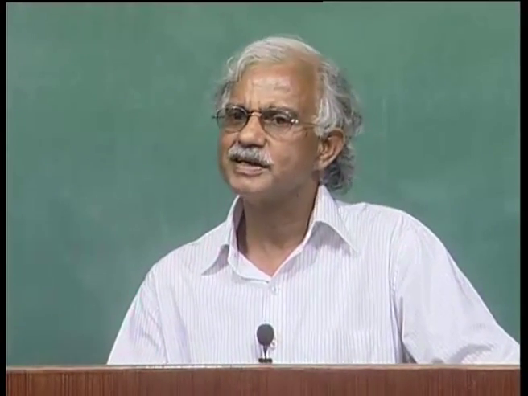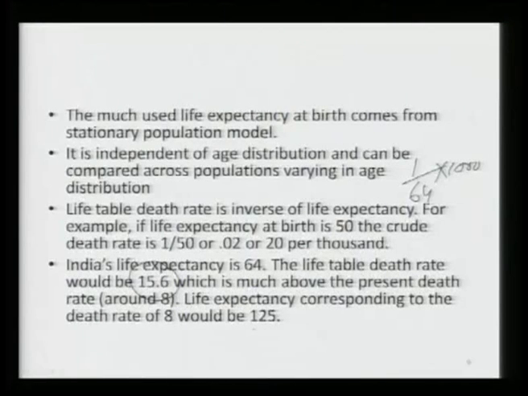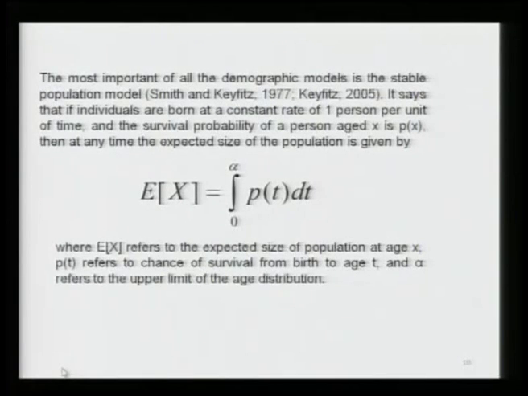Life table is therefore a better thing to compare health status of different countries or achievements in the field of health, family welfare, gender, empowerment of women, etcetera. Life table or life expectancy corresponding to the death rate of 8, which is usually the death rate of different countries today, would be 125. See the big gap.